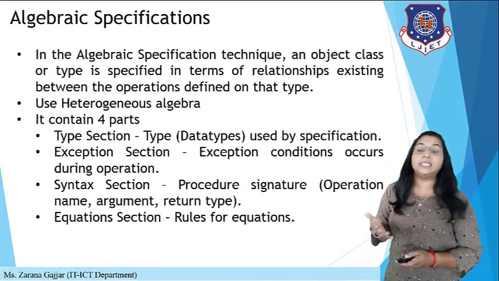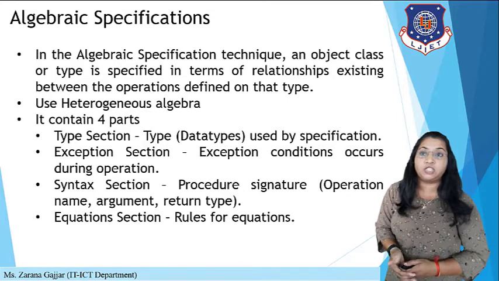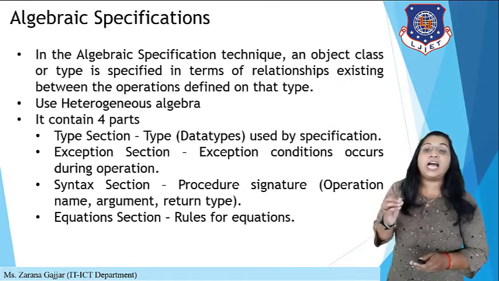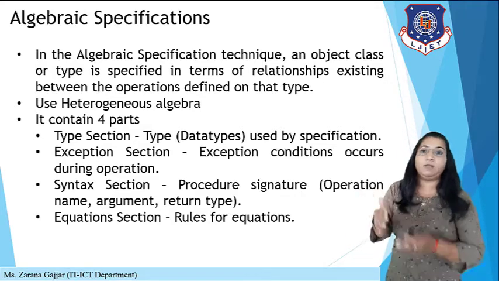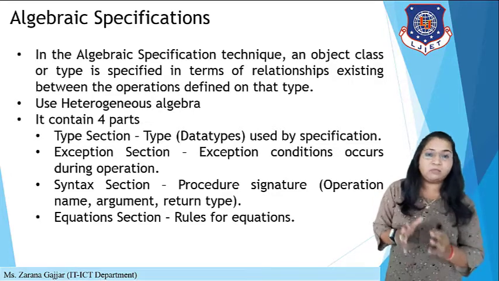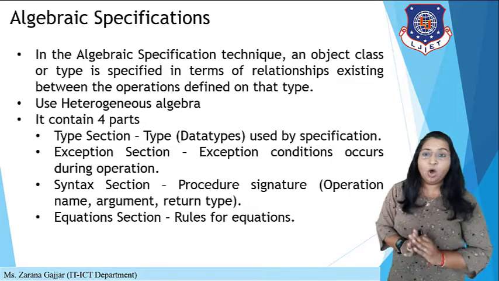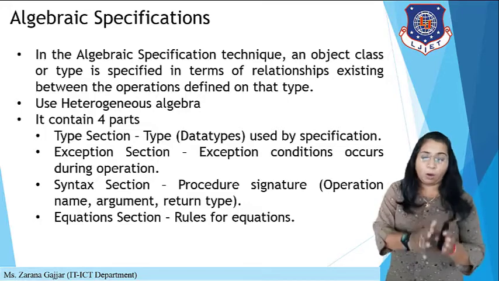Now the last topic is about algebraic specification. So what do you mean by algebraic specification? In the algebraic specification technique, an object, class or type is specified in terms of the relationships existing between the operations defined on that type. Here the fundamental concepts of object and class are considered in algebraic specification. It will show us the relationship between the existing operations.